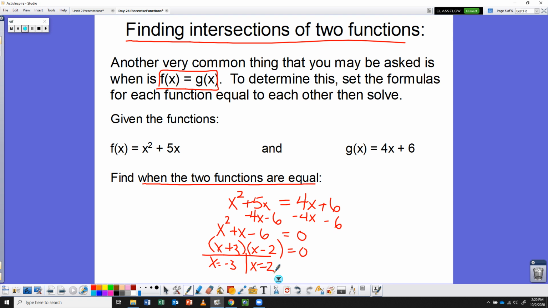Sometimes they'll ask just what are the x values that make the two functions equal to each other. But sometimes one of the things that we might realize is that these are actually going to be points on a graph. The first formula is a parabola and the second formula is a line. So somebody might ask you where are the points of intersection for the system of equations? If they ask that, you may want to plug the x's back into the formulas to find the y's that go with them. But if they just say to determine what x values make the functions equal, this would be all you would need.